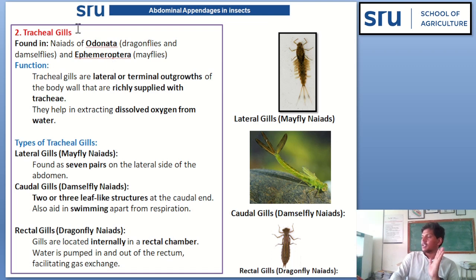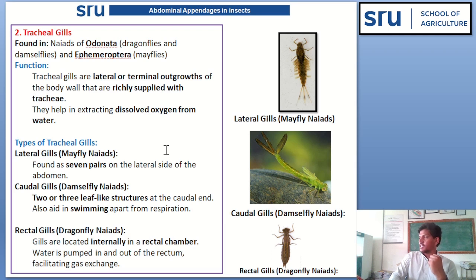Function of the tracheal gill: tracheal gills are the lateral or terminal extensions of the body. See here, these are the terminal or lateral extensions of the body that are richly supplied with trachea. That's why the name tracheal gills. They help in extracting dissolved oxygen from the water, that is, absorption of dissolved oxygen from the water.